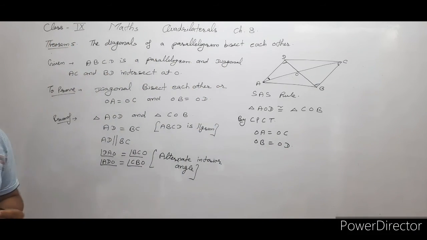That means if it is a parallelogram, then its diagonals bisect each other, they divide each other into two equal parts. That is our theorem number 5. In next video we will go for some new theorems, and with that exercise 8.1. For today, thank you.